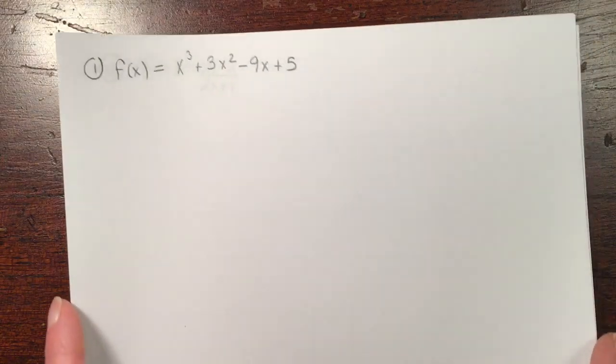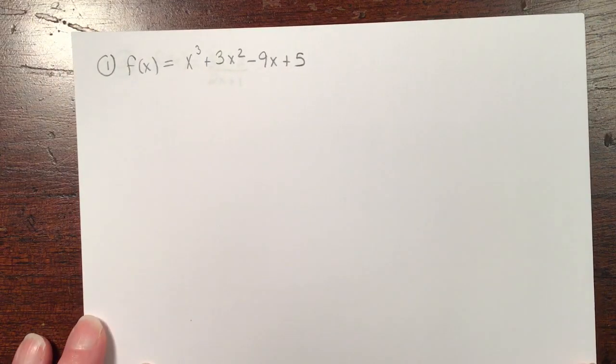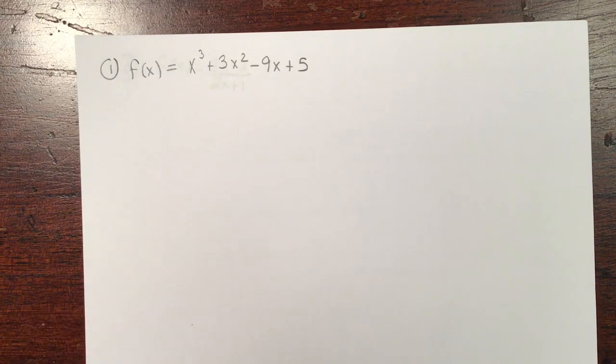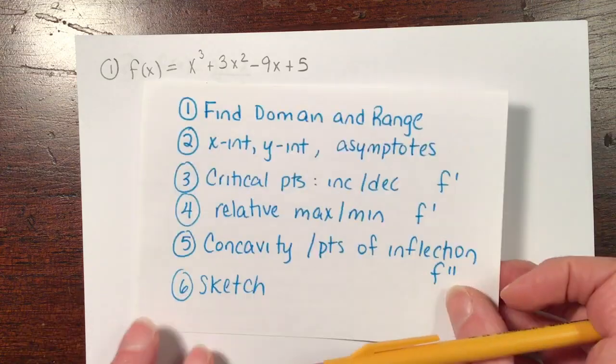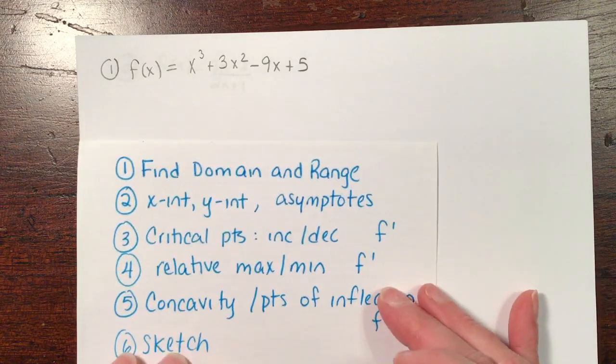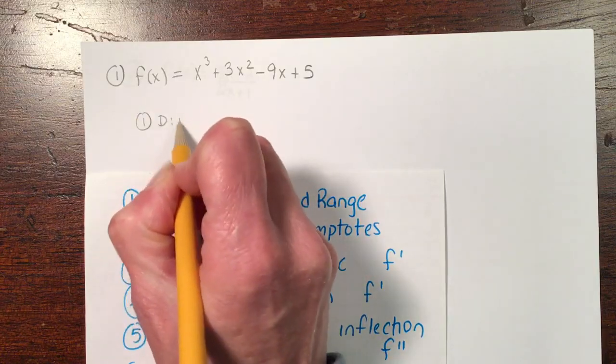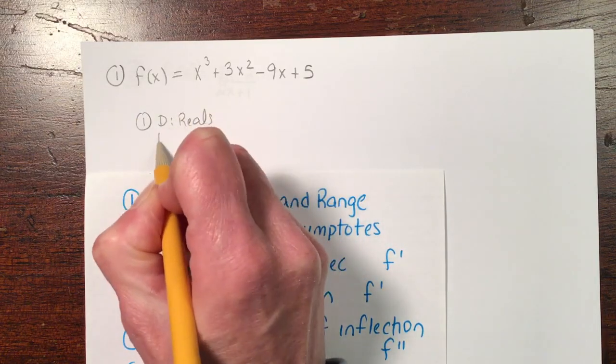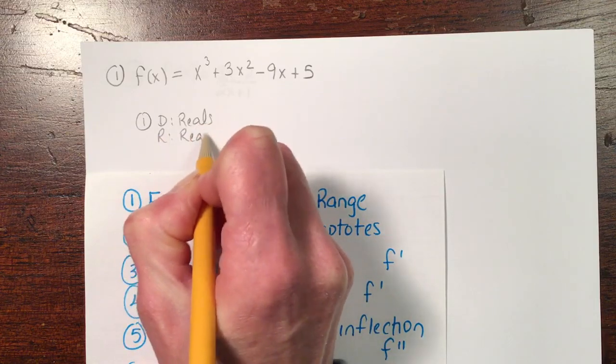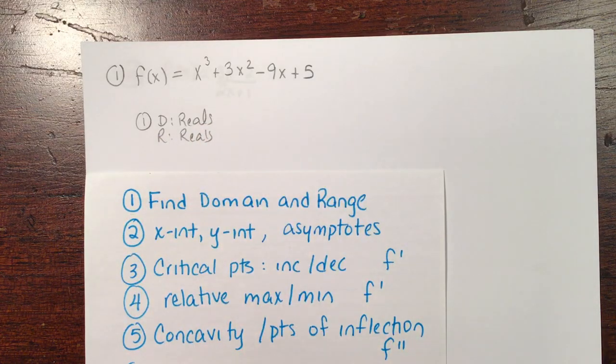And that's going to be f of x equals x cubed plus 3x squared minus 9x plus 5. Okay. Now remember, we're going to find the domain and the range. Well, when I look at this, it's a polynomial. My domain is all reals. My range is all reals. So basically what that tells me is I don't have any real issues here.